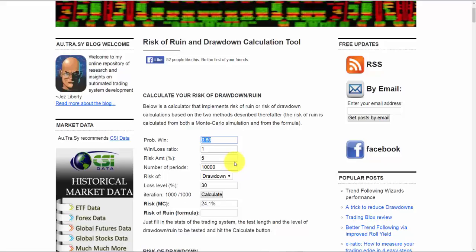Please use this link. I think it's invaluable, and figure out what risk amount you can get to so that it's unlikely you're going to hit that really serious drawdown that's going to cause you psychological damage.